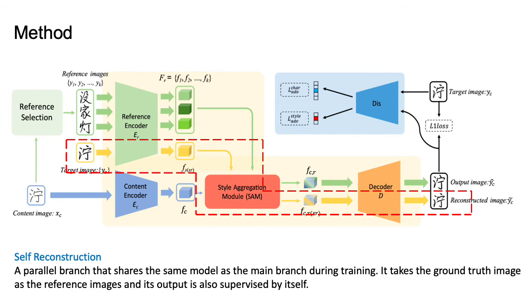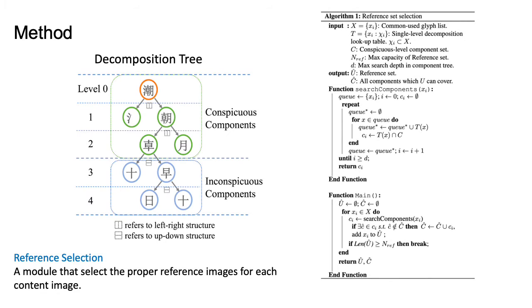In our practice, we found the model can hardly directly learn the correspondence between weakly correlated content and references. Therefore, we introduce a self-reconstruction branch in our framework. In this branch, the reference image is set to be the target image. This is an easy task to help the model learning. To select proper reference glyphs, we firstly decompose each character into a component tree based on a commonly used decomposition table. We define the components at the level 0, 1, and 2 as the conspicuous components, which contain both radical and compositional structures that are easier to transfer from the references to the target.